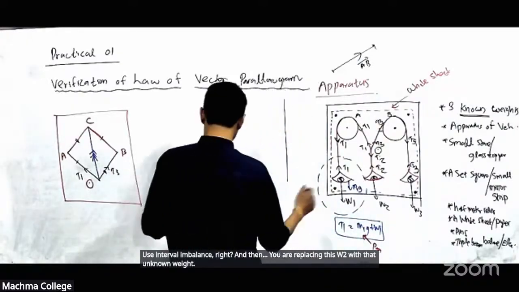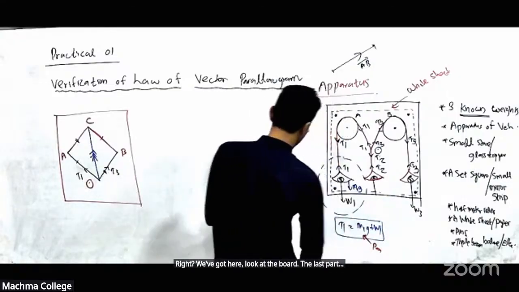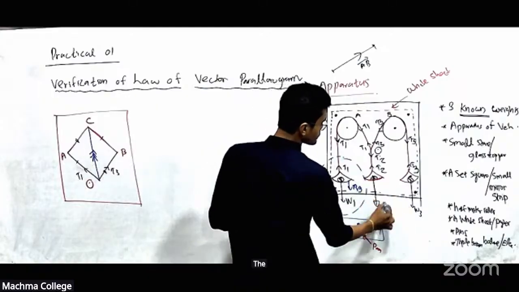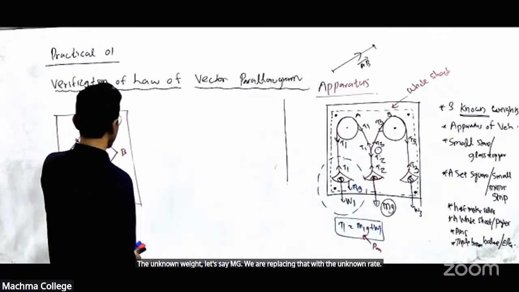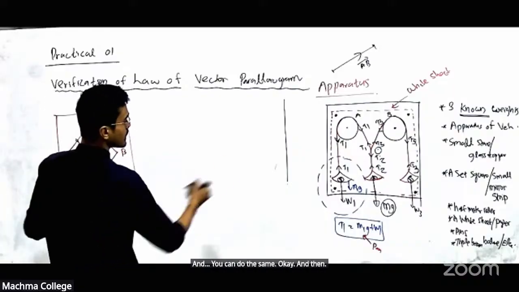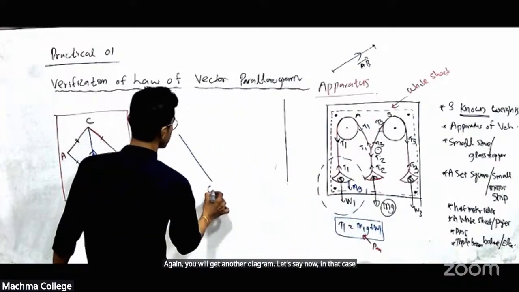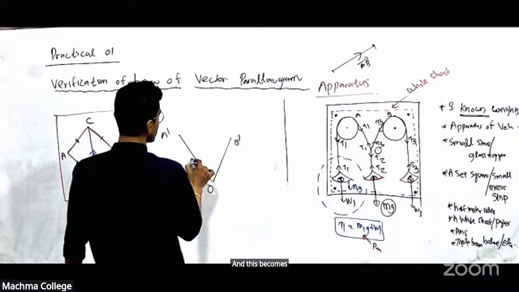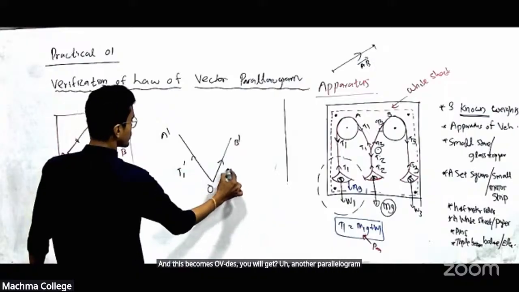Look at here, look at the board. The last, final part of the experiment: we are replacing this with the unknown weight, let's say mg. And you can do the same again, and then you will get another diagram. Let's say in that case, this is OA dash and this becomes OB dash. You will get another parallelogram like this.